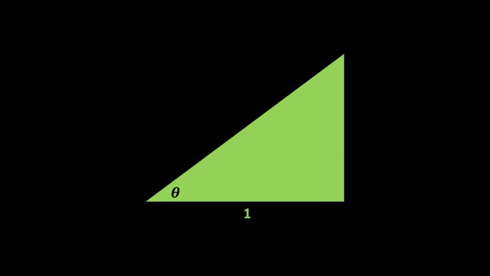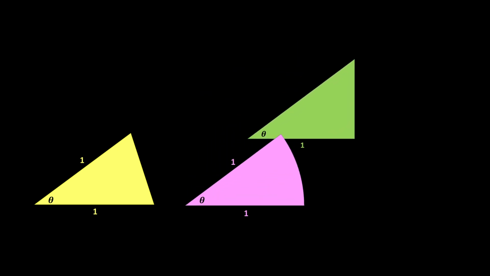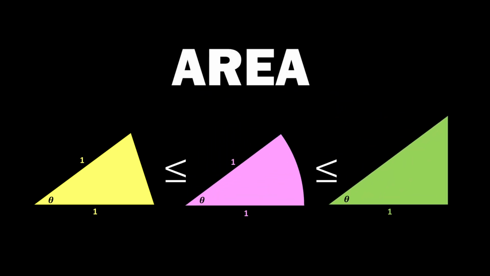Here, you can see a green right triangle with a base length of 1 and a left angle of theta. Right above it, I'll place a pink sector with a radius of 1 and an angle of theta. Lastly, I'll place a yellow isosceles triangle with a side length of 1 and also an angle of theta on top of them. When you separate them like this, we can see that the area of the shape on the right is the largest, followed by the one in the middle, and then the one on the left.